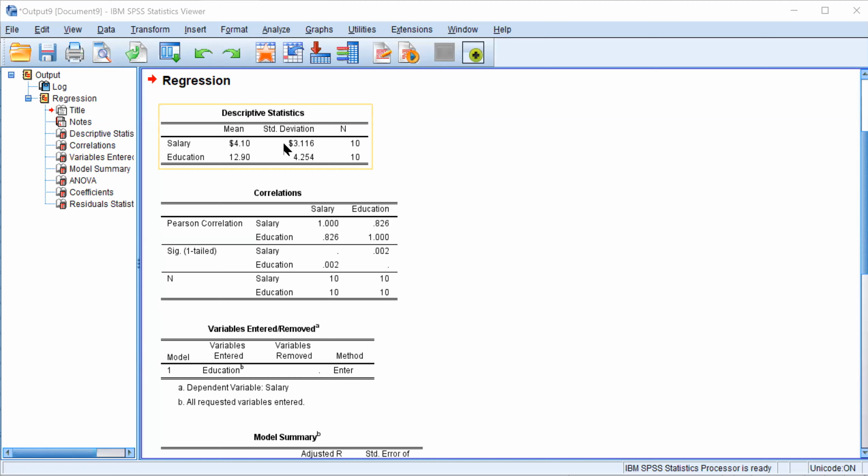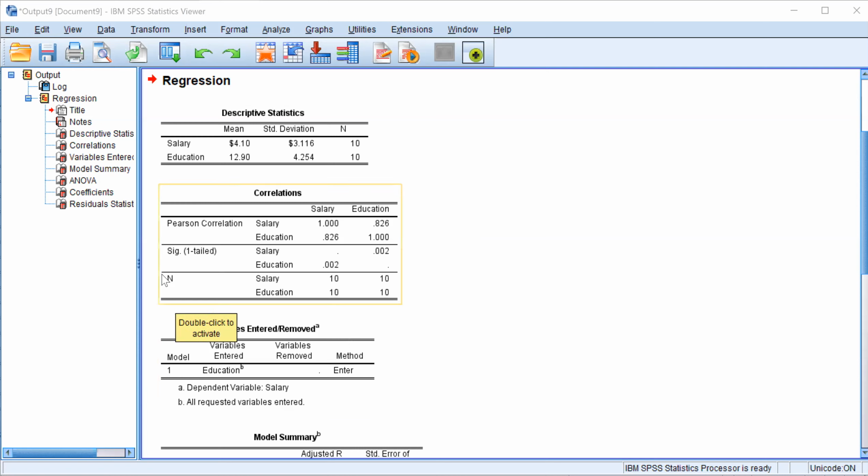So this is the output. The first table is the descriptive statistics for salary and education. The average salary among the 10 people is $4,100, with a standard deviation of $3,300. The average years of education is 12.9 years, with a standard deviation of 4.25 years. It also gives us a correlation between salary and education, which is 0.826, and this is also significant.